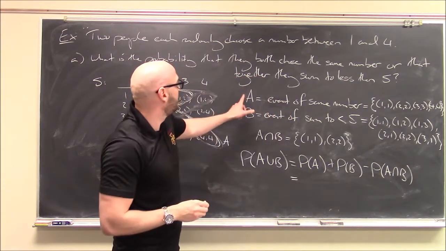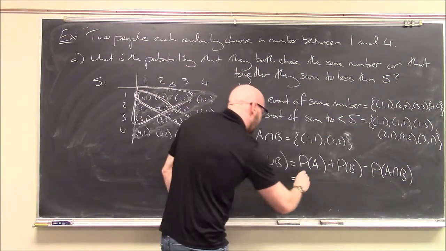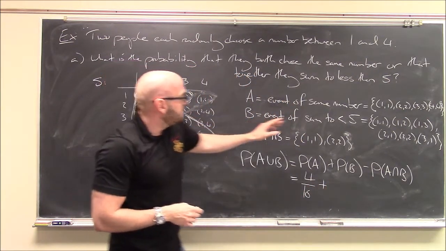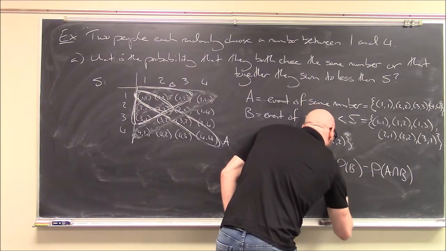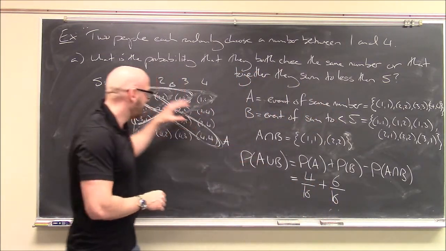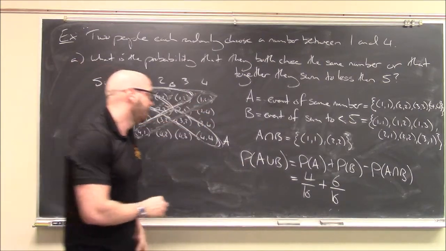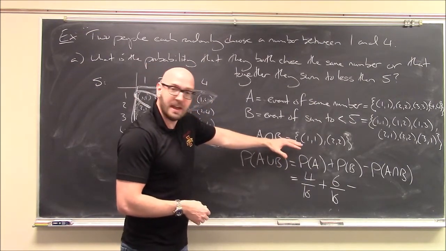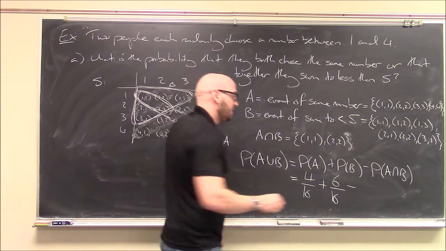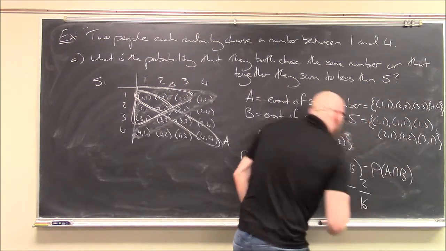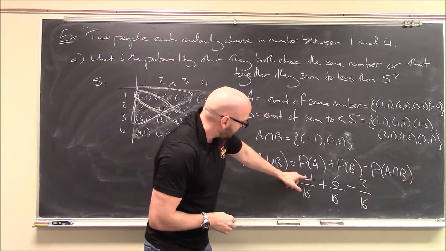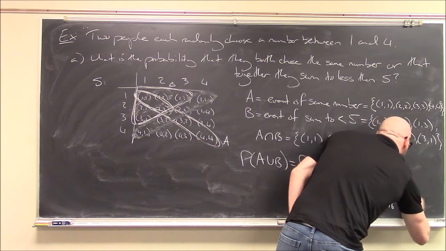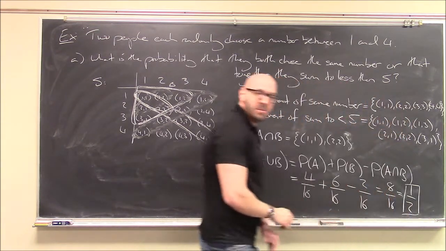So computing these, for the probability of A, we have 4 elements in A, so the probability of A is 4 over 16. Probability of B, we have 6 elements in here, so this is 6 over 16. Again, the 16 is coming from the fact that there are 16 elements in the total sample space. Minus the probability of A intersect B, there are 2 elements in here, so this is 2 over 16. The numerator sums to 4 plus 6 minus 2, which is 8. So this is 8 over 16, which simplifies very nicely to just 1/2.